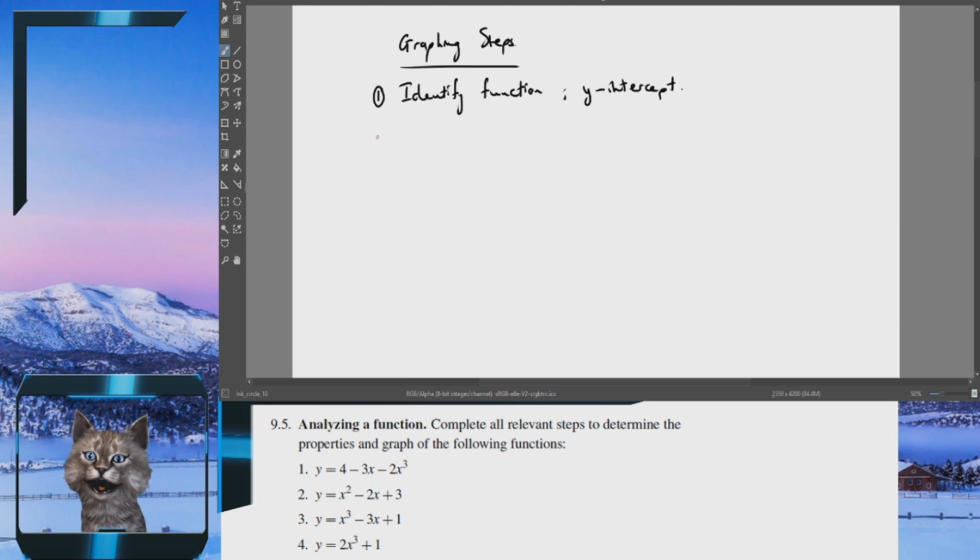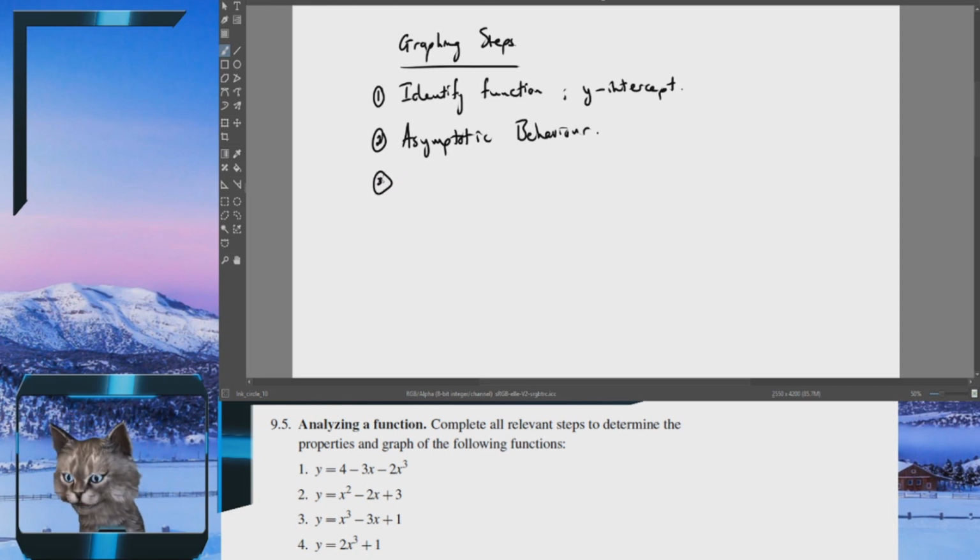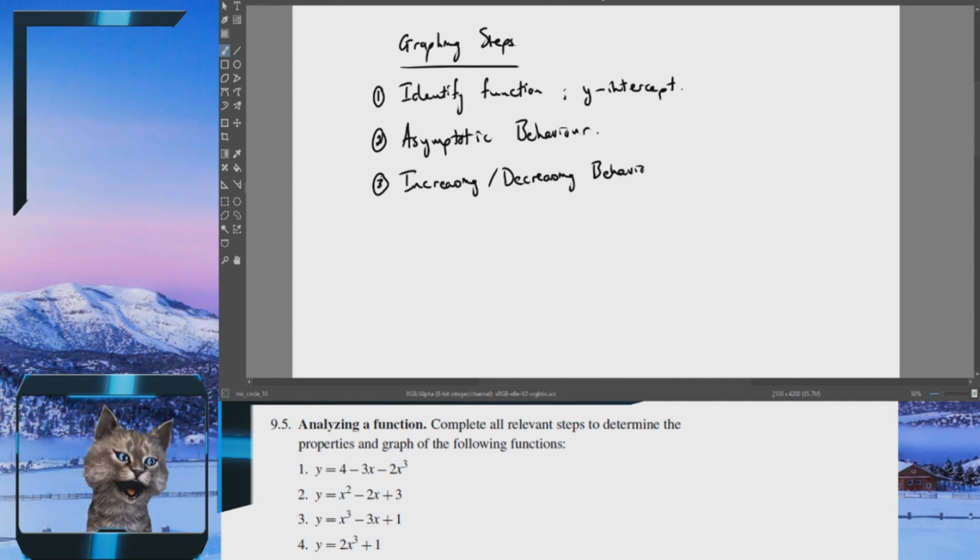to do first. Step 2 is our first main step, where we will look at asymptotic behavior, where we are looking, are there any asymptotes? What is the long-term behavior of the function, and so on. Step 3 is where we look at increasing or decreasing behavior, where we are going to see where's the function going up, where is it going down.